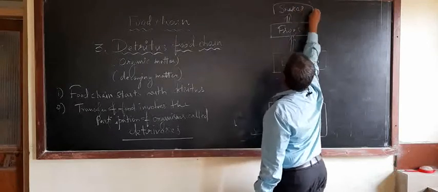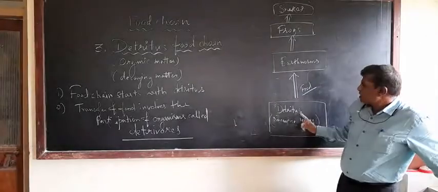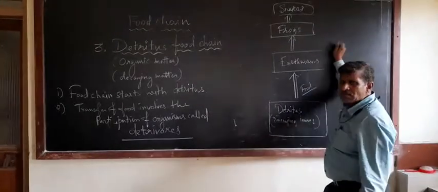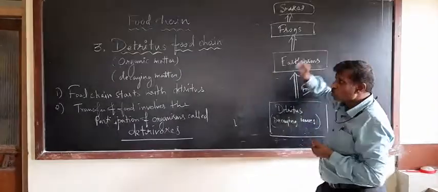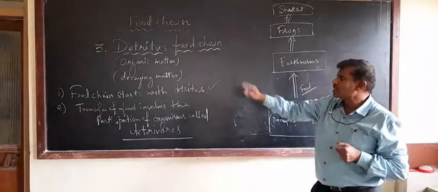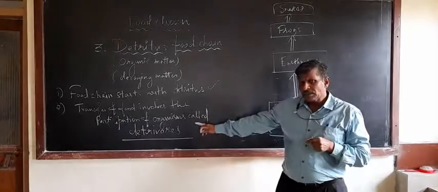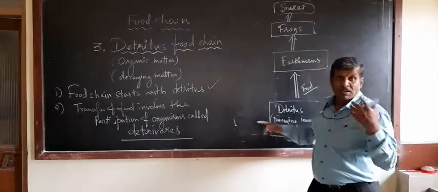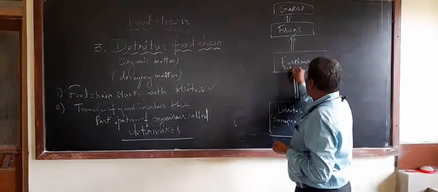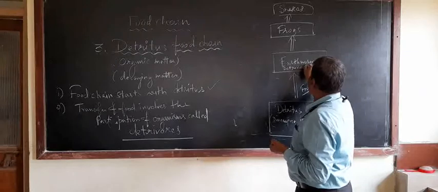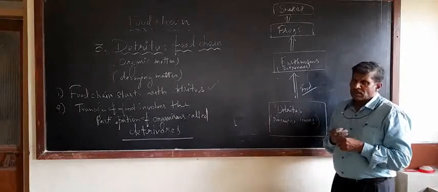Then frogs may be eaten up by animals like snakes. Look at this food chain. Which is the first link here? The first link is the detritus, the organic matter. This food chain starts with the detritus. That is why we usually refer to this as the detritus food chain. And in this food chain, the detritivores are involved. Detritivores means the organisms which feed upon the organic matter. Earthworms are the most common detritivores. They are usually present in every ecosystem.